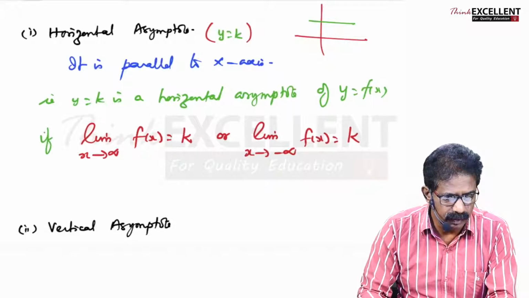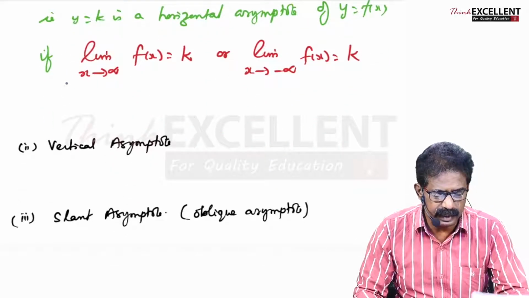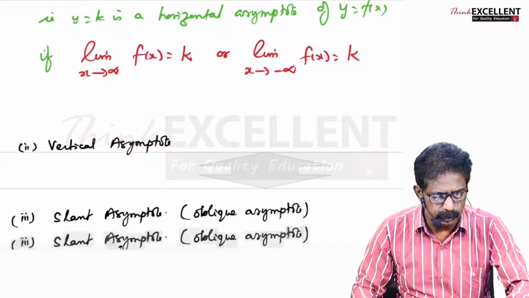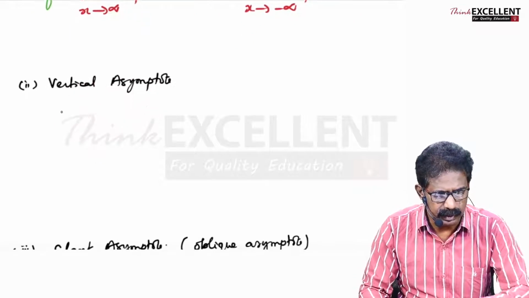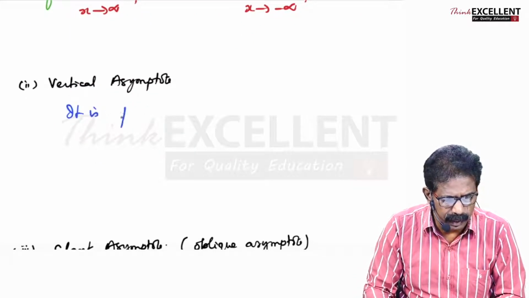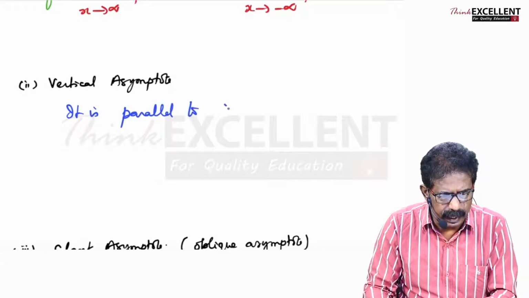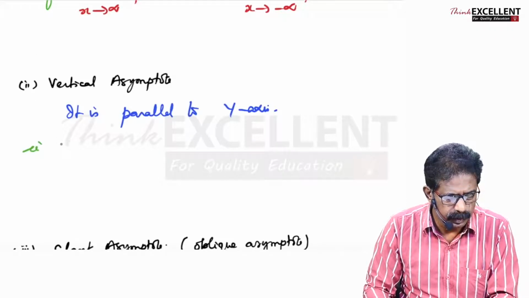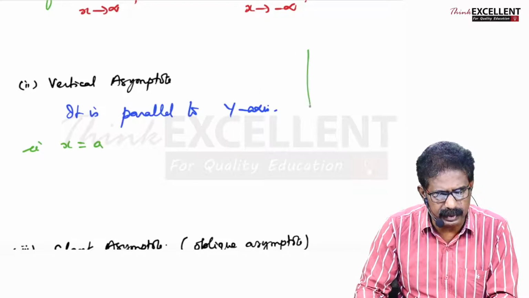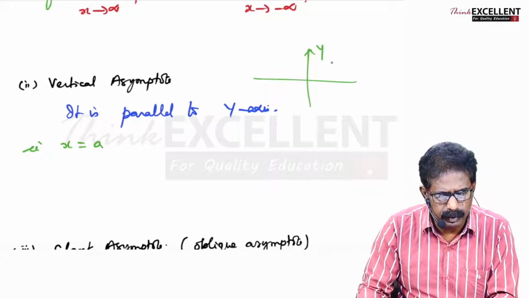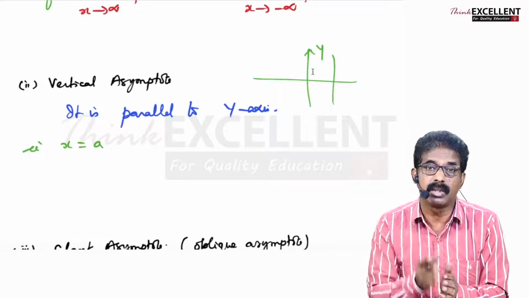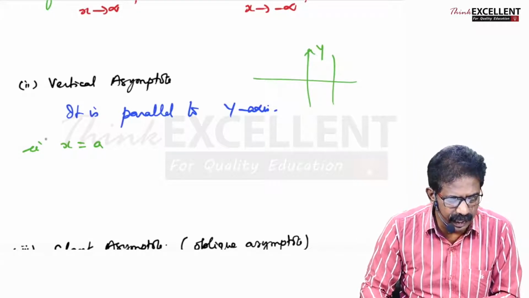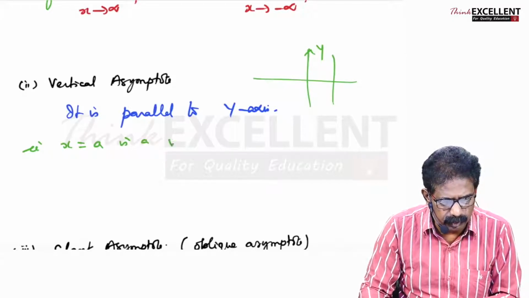Now the next one is vertical asymptote. So vertical asymptote, it is parallel to y-axis, right? So the first step you write, it is parallel to y-axis. And here, that is x equal to a, parallel to y-axis, right? The y-axis equation is x equal to 0. Y-axis parallel means x equal to constant, right? X equal to a is a vertical asymptote.